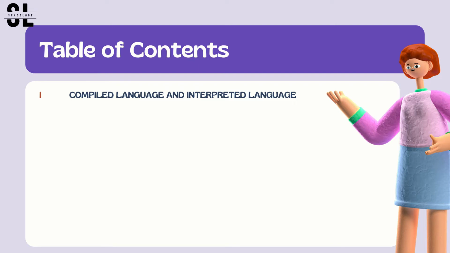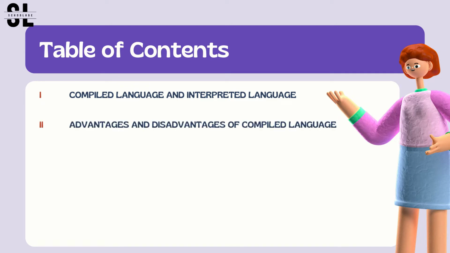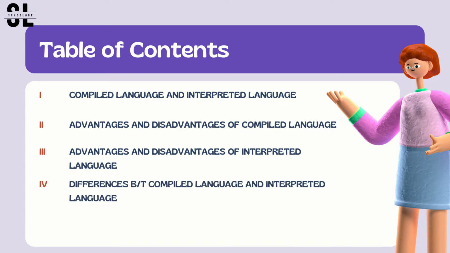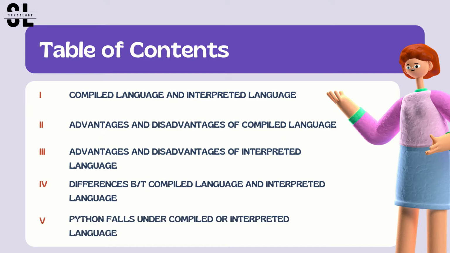First, we will learn about compiled language, then we will go over the advantages, disadvantages, and next up we will understand about interpreted language, its advantages and its disadvantages. Later on, we will see the differences between compiled language and interpreted language, and finally we will be seeing whether Python falls under the category of compiled language or interpreted language. So here we saw what all we will be covering throughout this lecture.